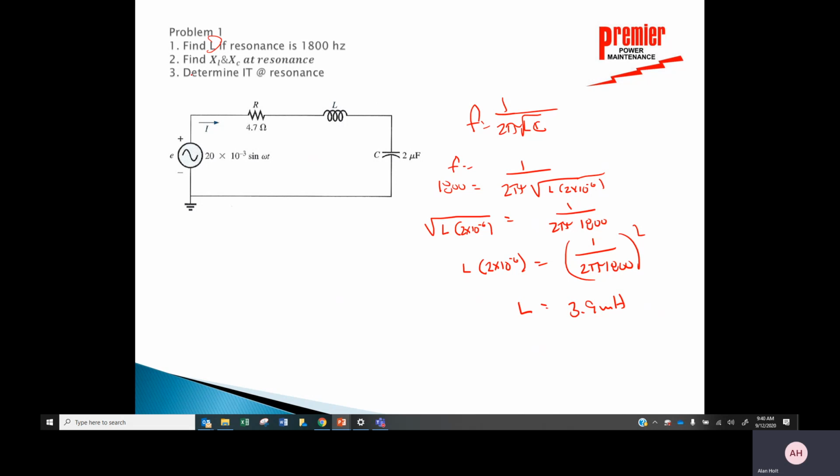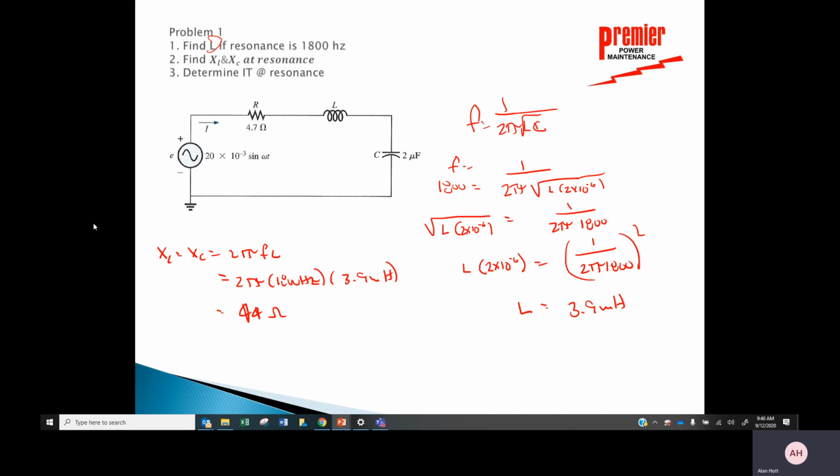Then question number 2 is find X sub L and X sub C. Well, I'm just going to find X sub L is equal to X sub C is equal to 2 pi FL. So 2 pi FL, 2 times pi, and in this case 1800 hertz, times 3.9 millihenries. And when I do the math, I find out that basically the impedance is 44 ohms.